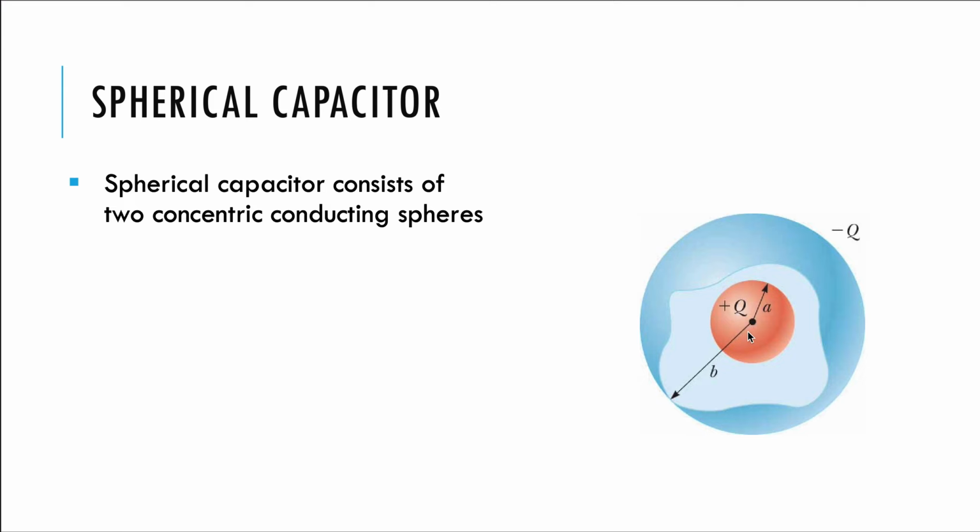But typically the inside is going to be positive and the outside is going to be negative. So there will be a potential difference between the two spheres. And so we have a charge stored for a certain potential difference, and that will give us our capacitance that we're trying to find.